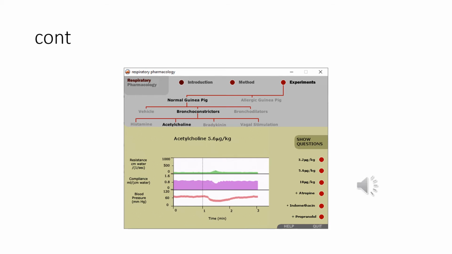At 5.6 microgram per kg, acetylcholine increases the lung resistance. It also reduces the lung compliance and lowers the blood pressure. The effect of acetylcholine increases significantly at 10 microgram per kg.